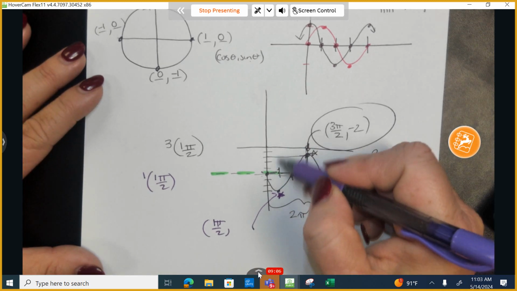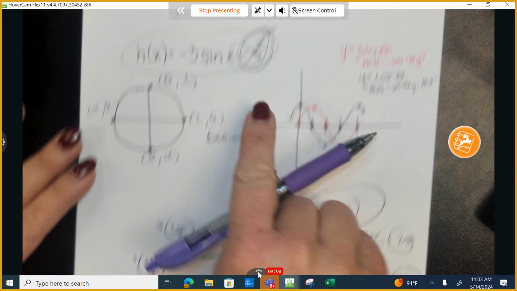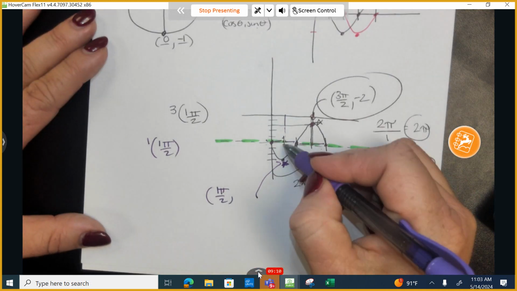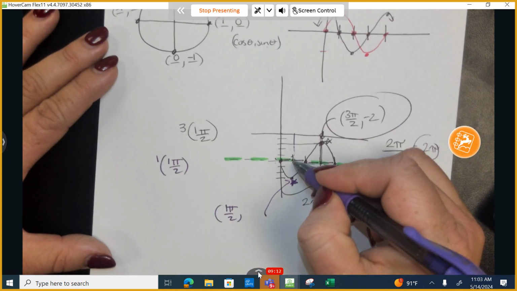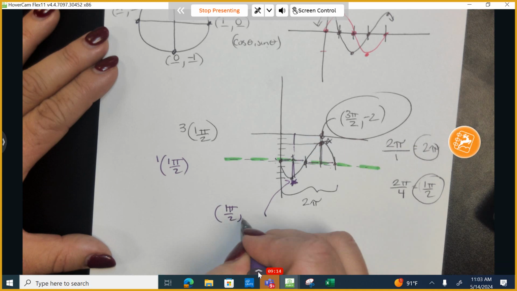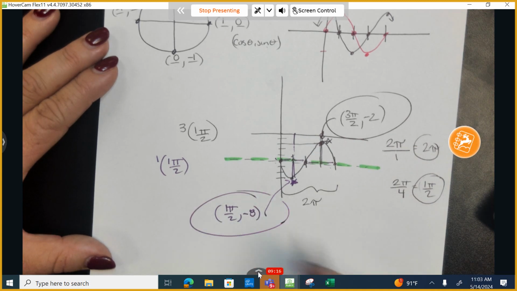Now I need to count down, how do I get down here? Well, I had to drop down 5. I dropped down 5. And then the amplitude was 3. I dropped down 3 more. 5 and 3 gives us -8.